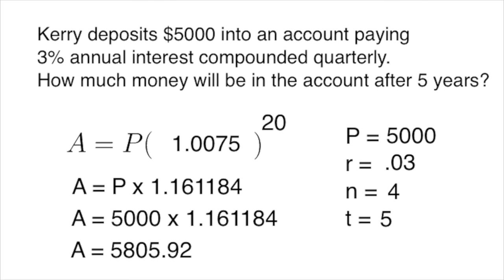So I got an answer, and I rounded it to 2 decimal places because we're doing dollar amounts. And the answer is $5,805.92. So that's the total amount. Now, how much interest did she make? Well, she started with 5,000, and now she has $5,805.92. So just subtract the total amount minus the principal. 5,805.92 minus 5,000. Her interest was $805.92.